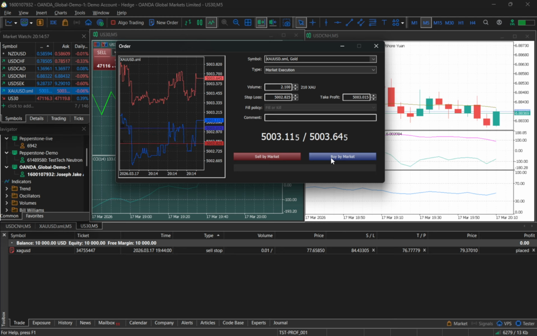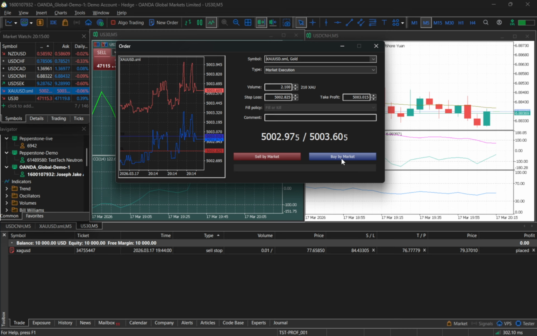Here's the core logic in simple terms. You buy when you expect price to go up, and you sell when you expect it to go down. It works just like Forex trading, but gold can be more volatile, so stay disciplined.